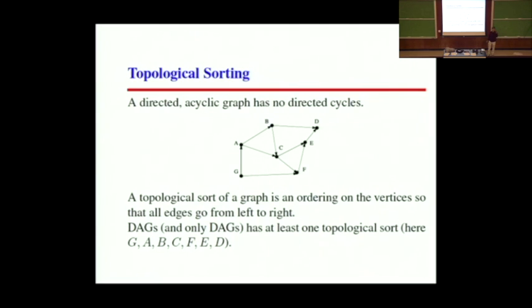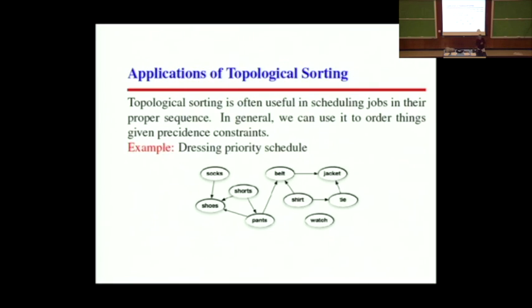Any questions? And like I say, if you have to deal with a graph, and it is by structure a DAG, topological sorting is the first thing you want to do. And many scheduling problems fall into that category.